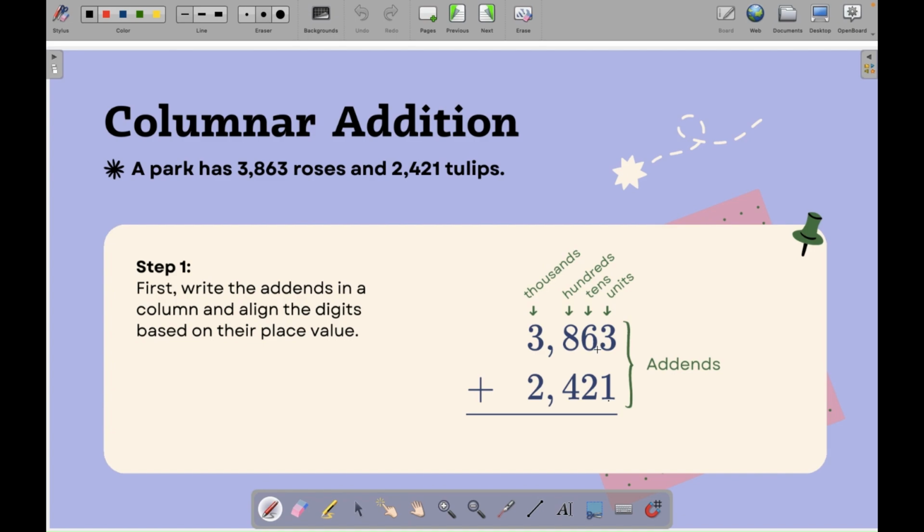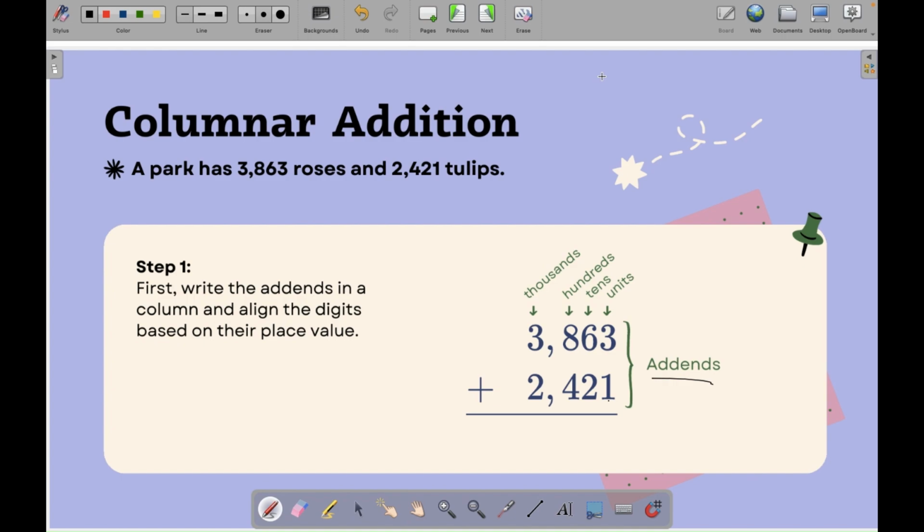First of all, there are some terminologies. The numbers that we add are known as addends. So 3,863 roses and 2,421 tulips, both of them are addends. Addends are the numbers that we add. Now, how do we write the numbers? We align the numbers in such a way that the units digit of both addends coincide, the tens digit coincide, the hundreds digit coincide, and the thousands digit also coincide. This is a simple case wherein both numbers have the same number of digits.